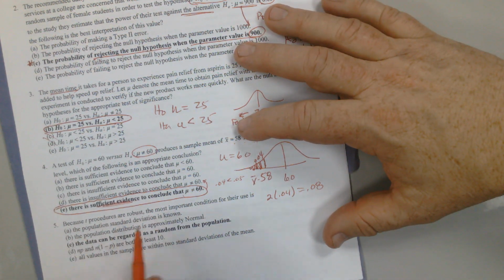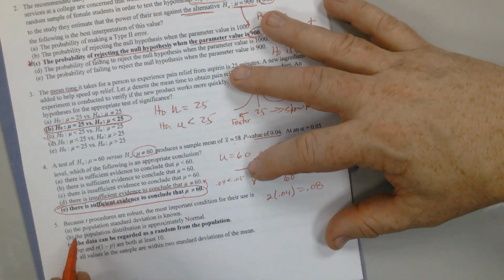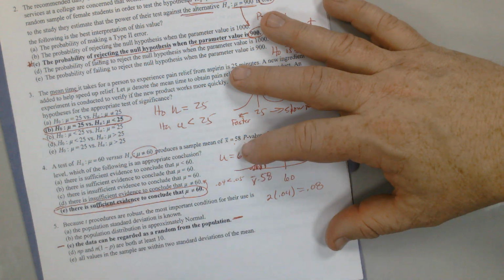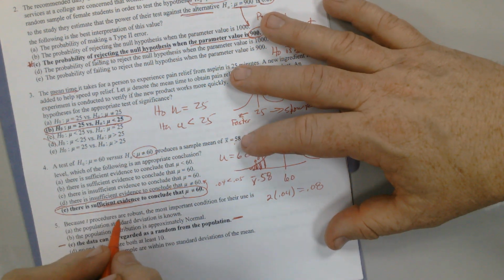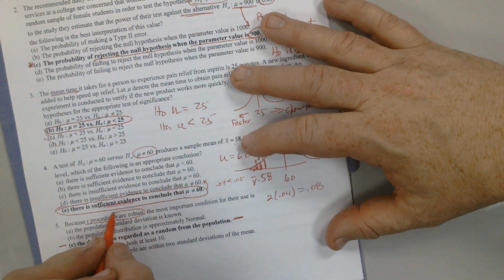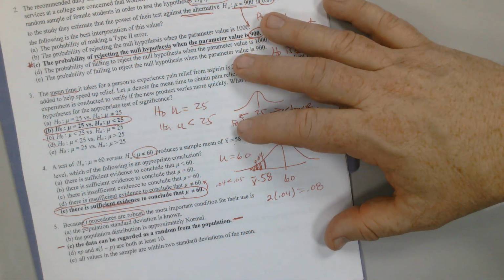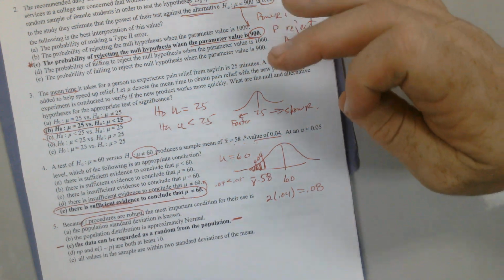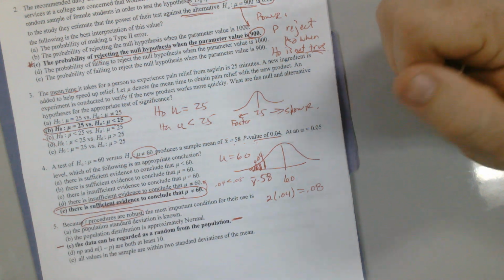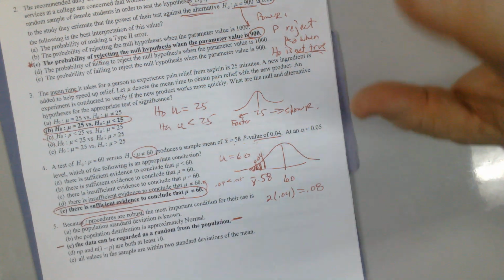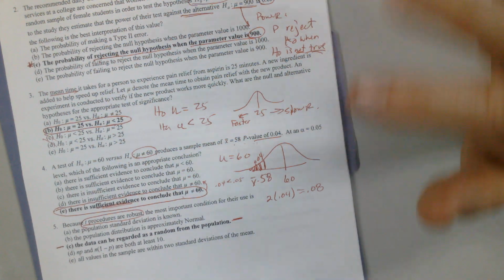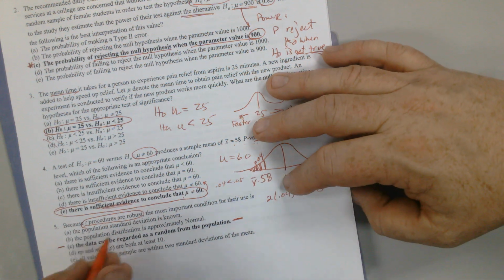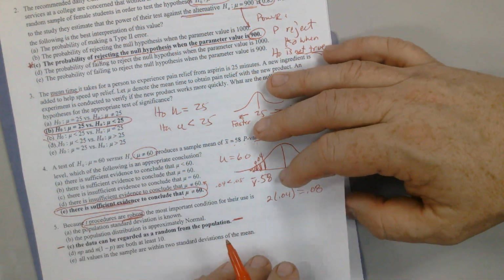Because T procedures are robust, the most important condition for their use is that data can be regarded as a random sample from the population. Okay, so robust means that we're not sure if they violate the conditions, that they satisfy all the conditions. And so the most important condition is that it's random from the population. Because if it's random from the population and it's close to normal, we're okay. But if it's not random, we're out of luck. So random is always the most important piece, especially with the idea that they're robust.